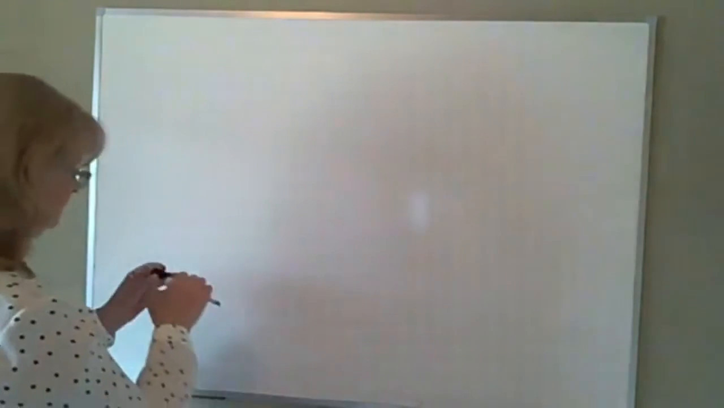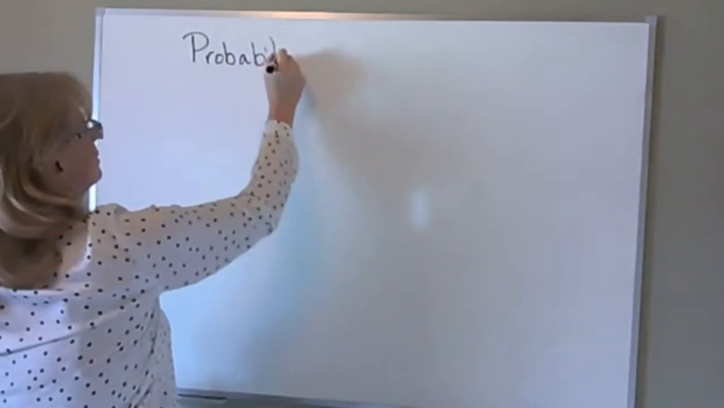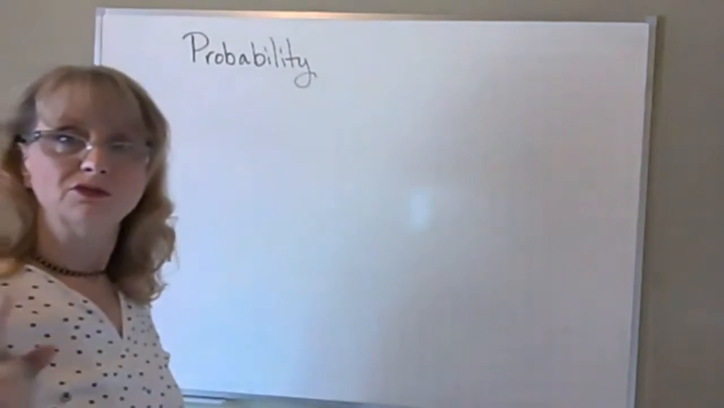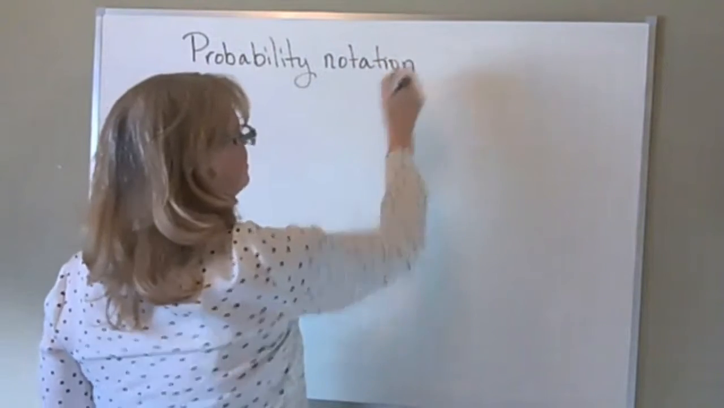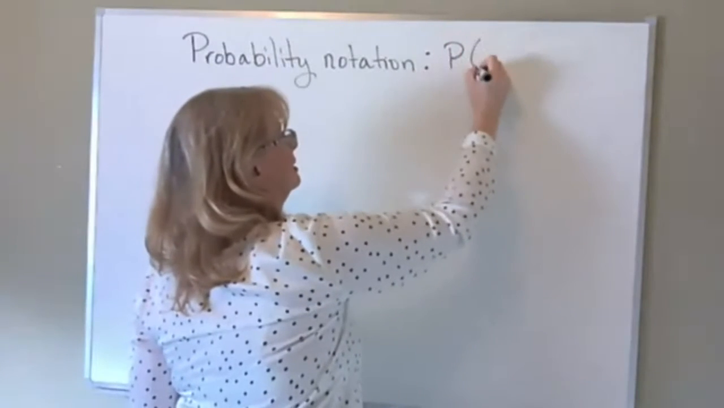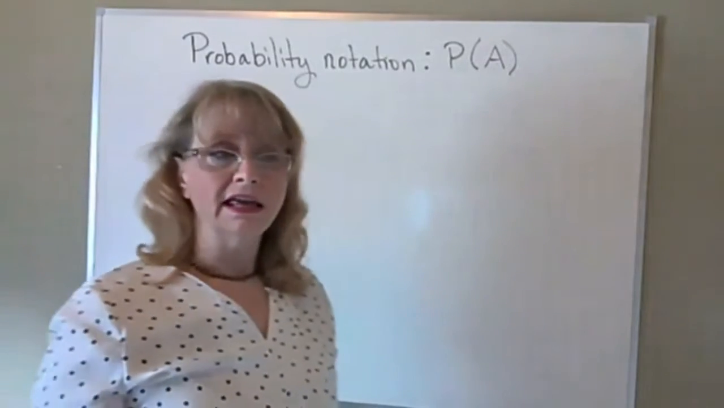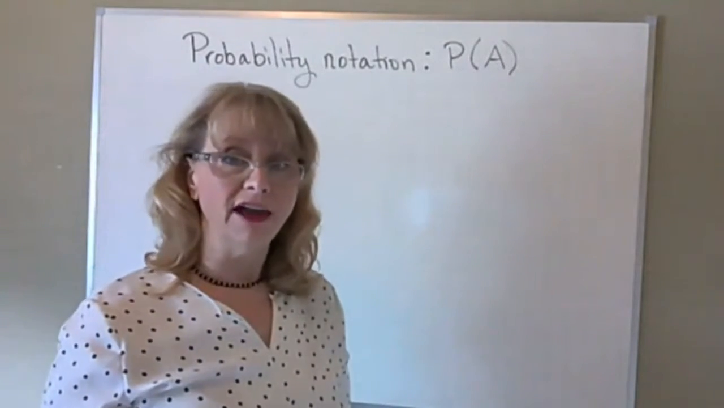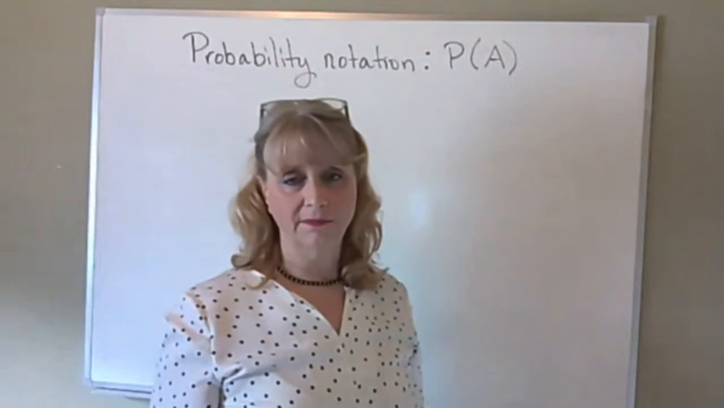All right, let's review quickly what we learned last time when we did our introduction to probability. First, let's review probability notation. If we want to talk about the probability of event A, we write it like this. It's sort of like, if you ever took algebra, it looks a little bit like function notation, like f of A. But in probability, this means the probability of event A occurring.